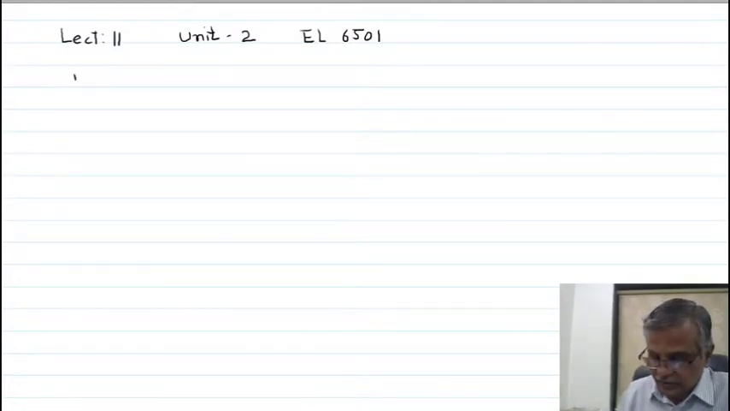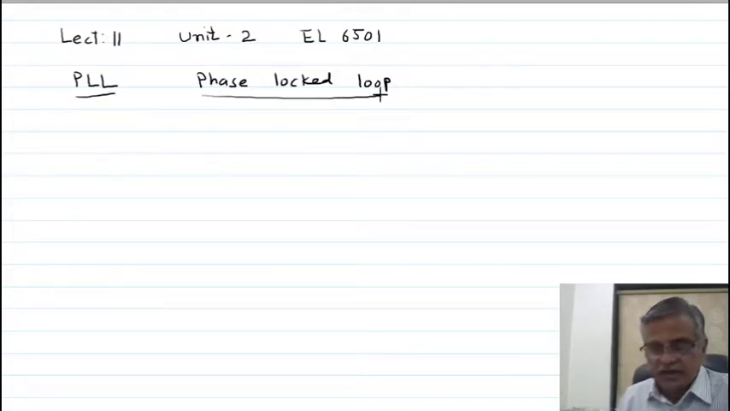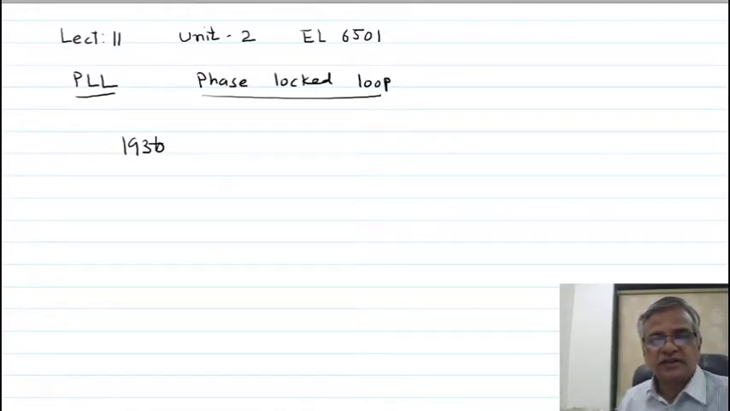In this unit, I will discuss the PLL IC. It is called phase lock loop IC. This is a very important IC for satellite communications. See, PLL became popular in 1930 when it was used for radar synchronization and communication systems.